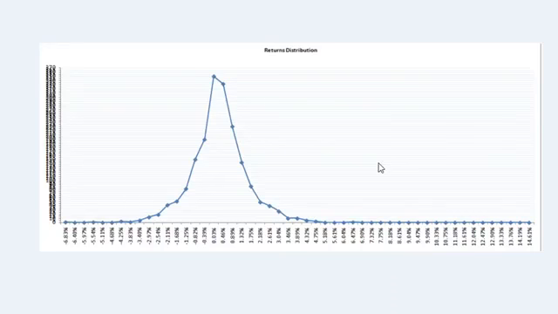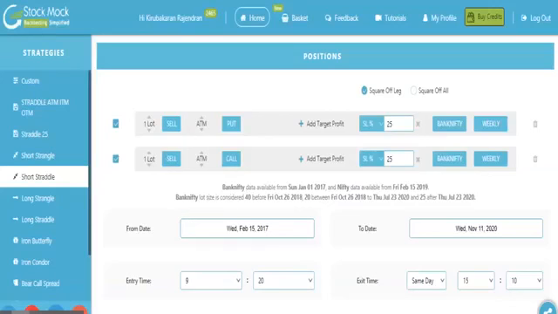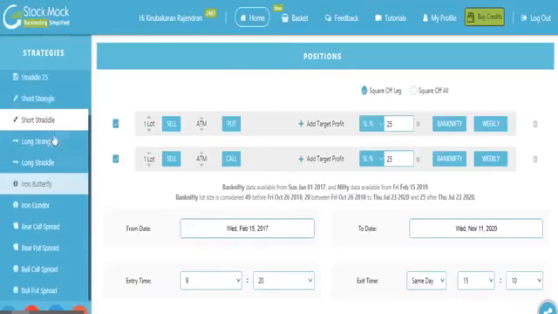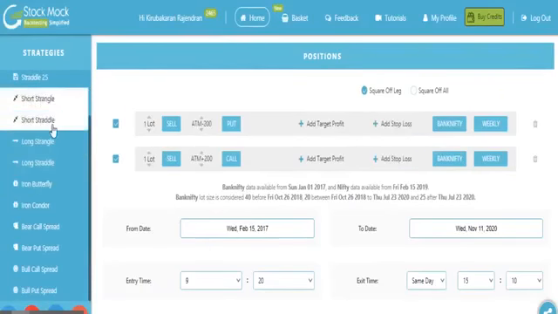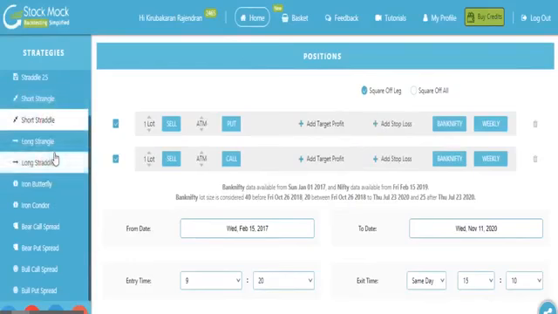So we can go ahead and test this particular logic using StockMock, which is an option backtesting platform. I'll go ahead and explain the backtest results of this particular strategy. I just logged into the StockMock platform. This is an option backtesting platform. On the left hand side, you can see the list of straddles that you could backtest. Short straddle, long straddle, everything is there.